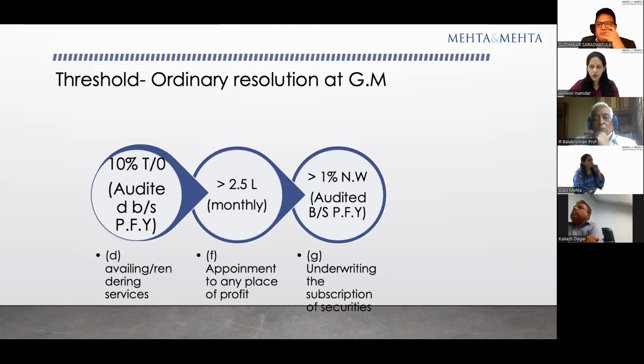So wherever these threshold limits are mentioned, the moment the threshold limits are breached, or if there is going to be a transaction, as sir said, even of 1 rupee exceeding the threshold limit, you will have to take the shareholders' approval.